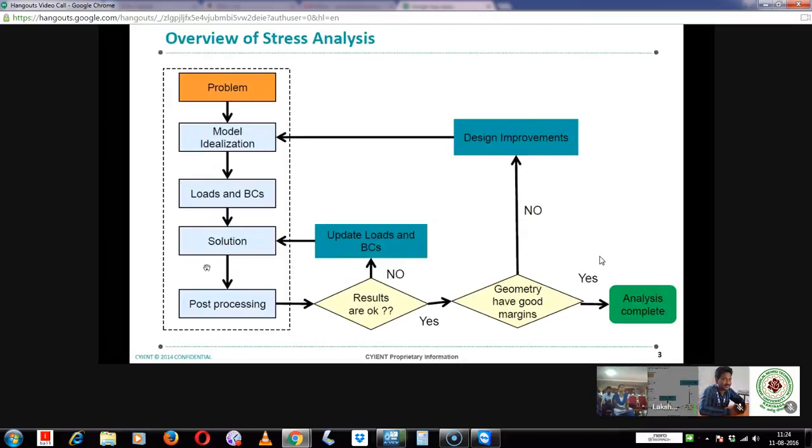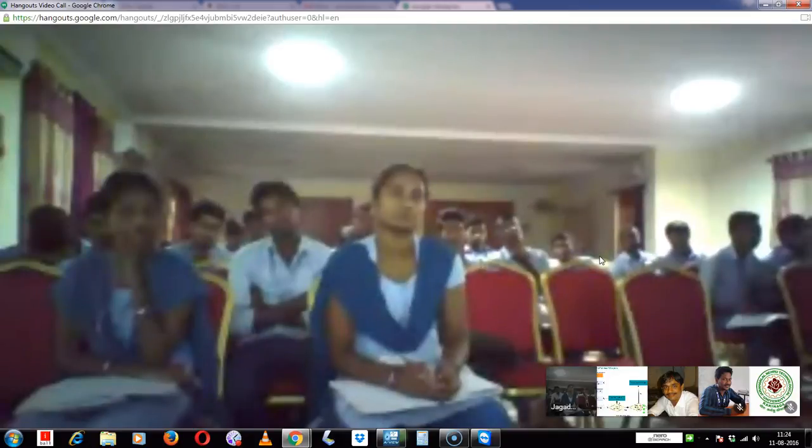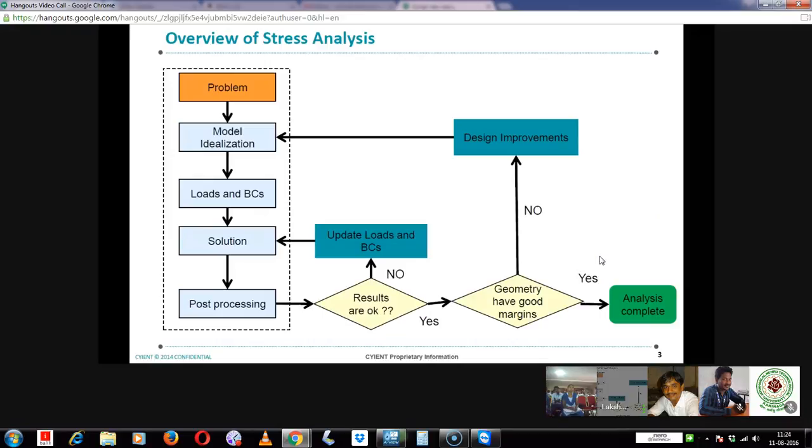Once we have done the post processing, then we need to review the results. One of the things is whether these results are making sense or not. You will understand this based on your experience level and understanding of the component behavior. If it is subjected to loading in operating conditions, how the model behaves, that physics we need to be able to understand. Then only you can correlate with the analysis results. So there we need to judge whether these results are making sense or not.